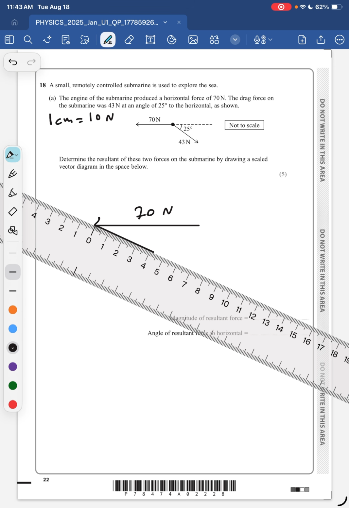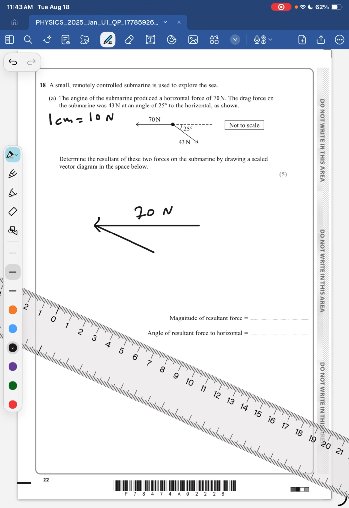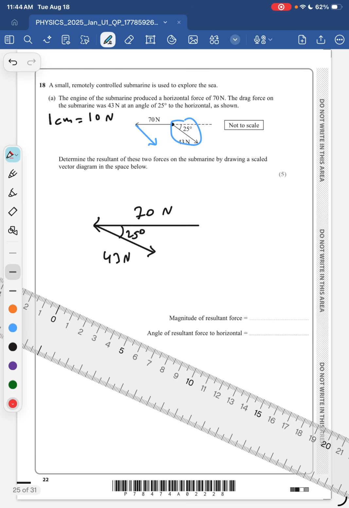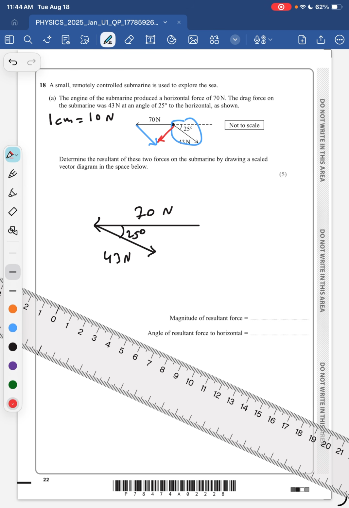Let's draw 4.3 centimeters. So about there. Okay, so that's 43 newtons. This angle is 25 degrees. The method we are using, by the way, is to parallel transport this vector to the head of the, so we transport the tail of the 43 newtons drag force to the head of the 70 newtons engine force, and therefore the resultant force will be this one. So this is what we are trying to do.